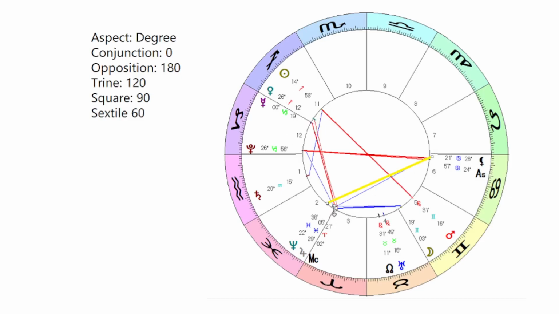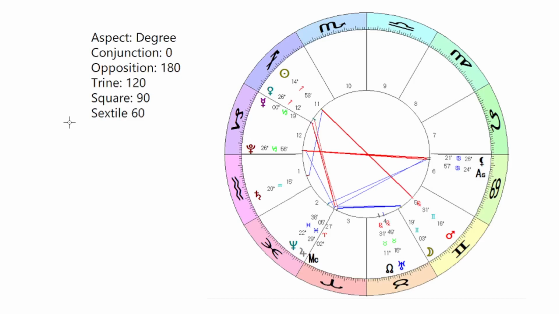And then we have trines. There's two trines here. One's coming from Neptune, one's coming from Jupiter, and that's also going to Black Lilith, and that's in blue. And then we have a few sextiles going on. We have one right here, and one right here.